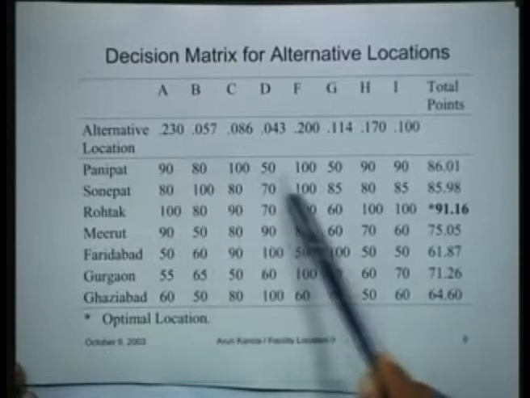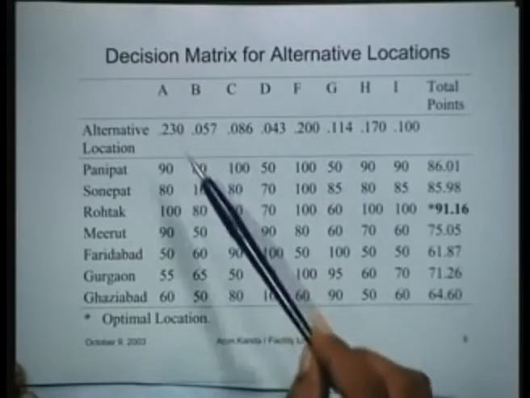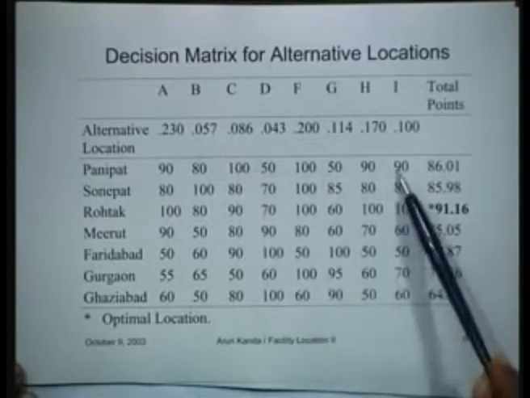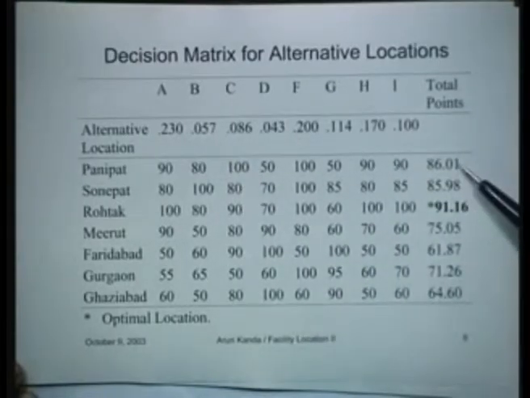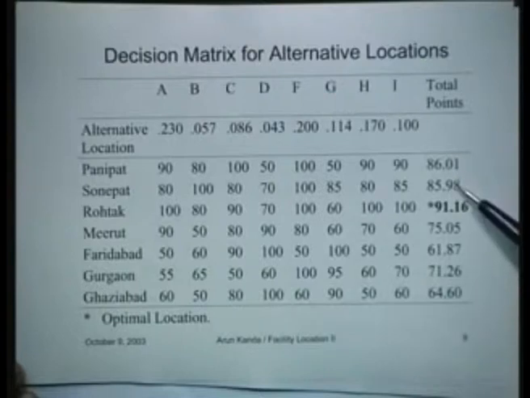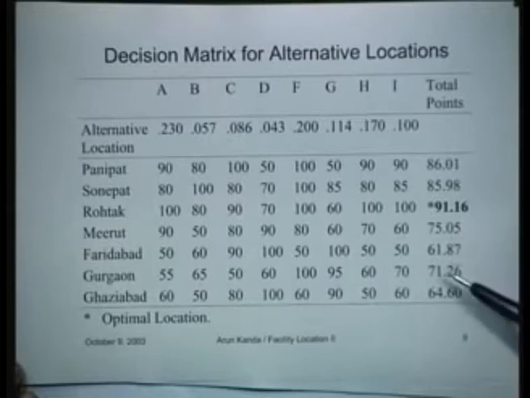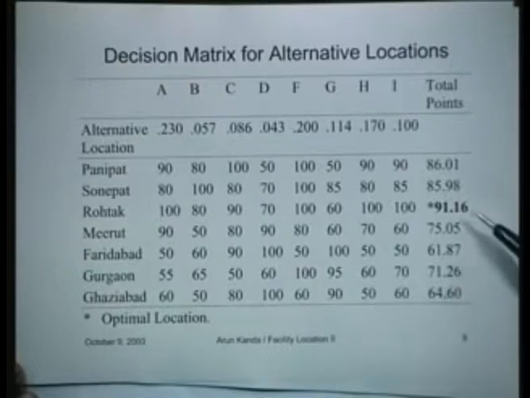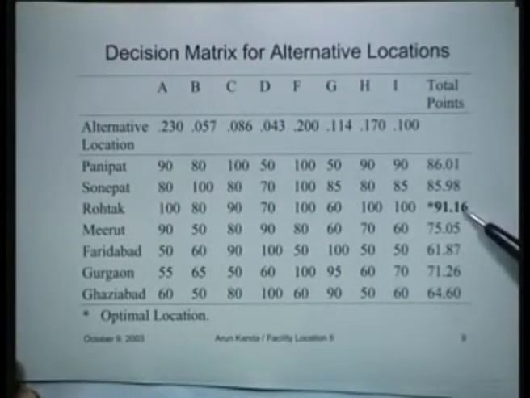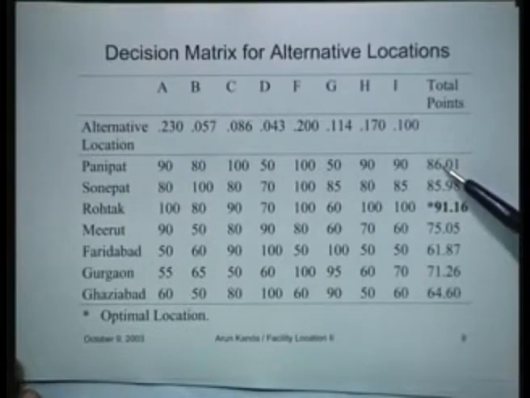So once all these scores are available, what we can do is 90 into 0.23, 80 into 0.027 and so on, and the final points that you get here are 86.1, and similarly 85.98, 91.16, 75, 61, 71, 64, etc. So from this analysis it emerged that Rohtak was the best option out of these. Now, however, you find that this was a very good option, no doubt, but the second best option was pretty close. This is 91 marks and this is 86 marks, right.